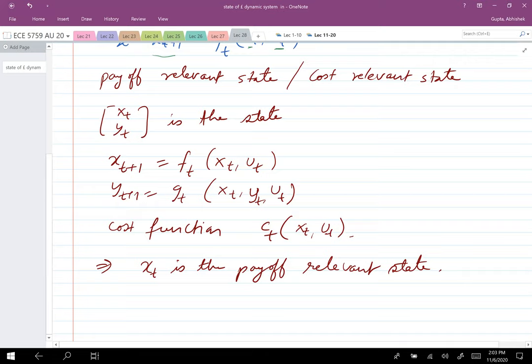In the driving example we just talked about, the cost function there was to maintain a safe distance. If the distance is smaller than a certain threshold, then there is a huge cost incurred. That's the cost function we are talking about. And that cost function does not depend on the temperature of Chicago or the position of the moon. Therefore, the temperature of Chicago and the position of the moon were payoff irrelevant. And only the speed and position of the vehicle and the relative speed and relative position of other vehicles on the road were payoff relevant states.